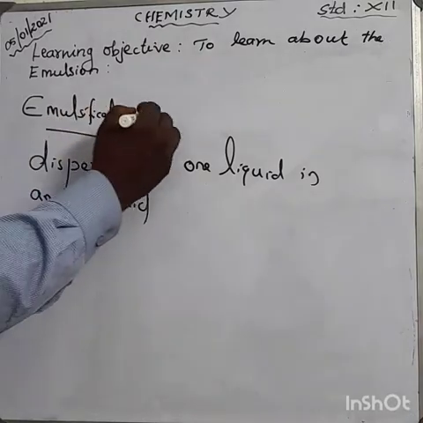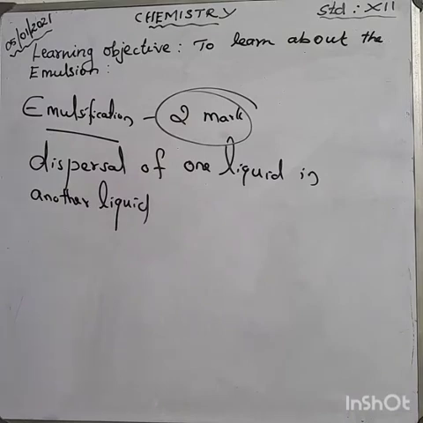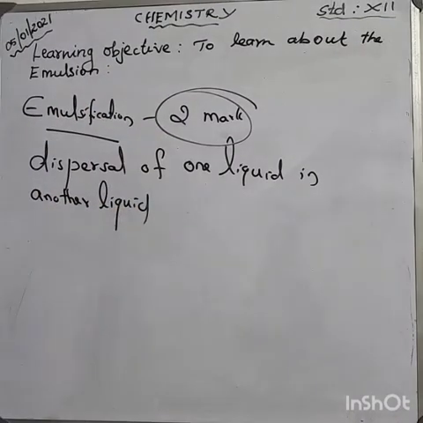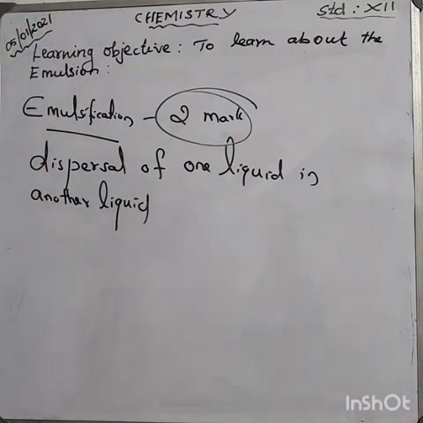What is emulsification? One of the 2 mark important questions. The process of preparation of an emulsion by the dispersal of one liquid into another liquid is called emulsification. A colloidal mill can be used to mix the 2 liquids. To have a stable emulsion, a small amount of emulsifier or emulsifying agent is added.